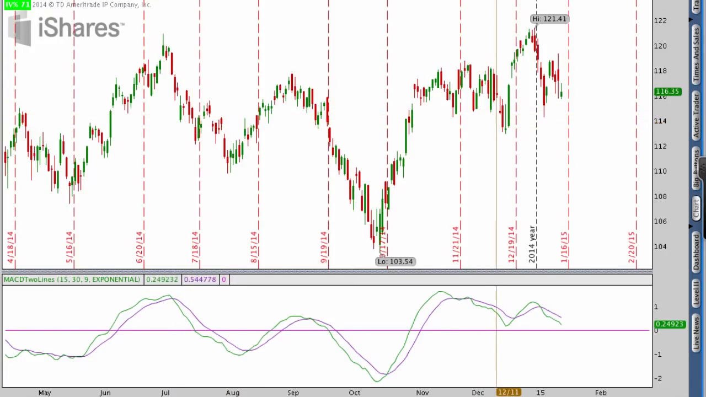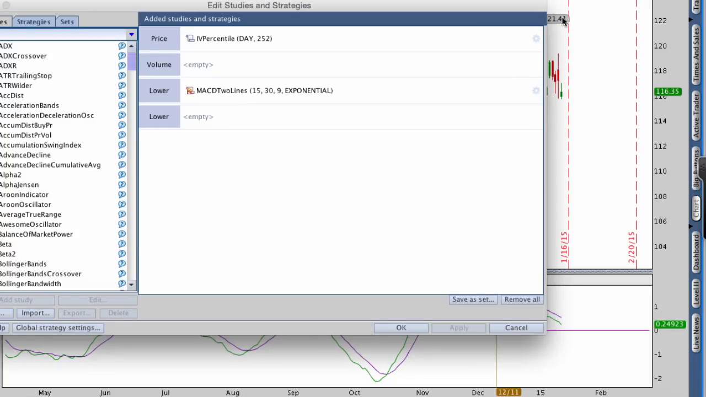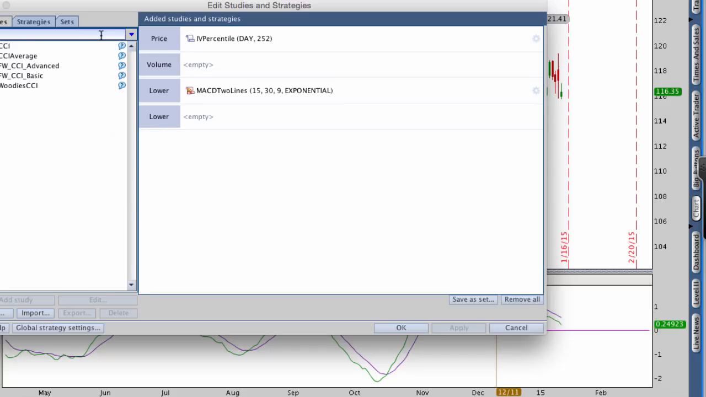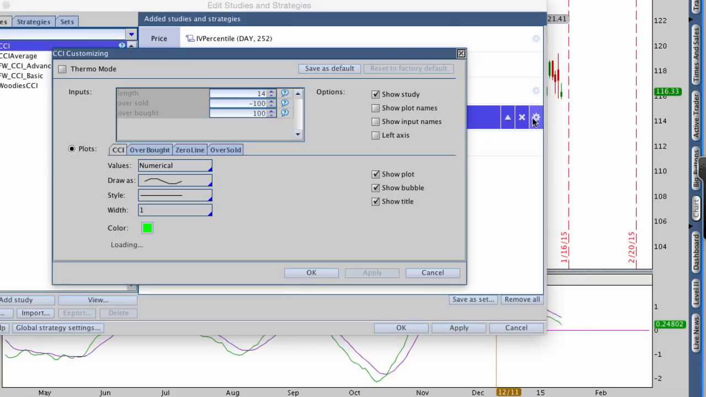And again, it's pretty reliable on most stocks, but you'll have to go back through and back test a lot of those. So as we go through here, let's add a different study. So we're going to keep this one up here, and we're just going to add another study to it, which is my second favorite, and that is CCI. So CCI is a little bit different. We're going to change this one as well.